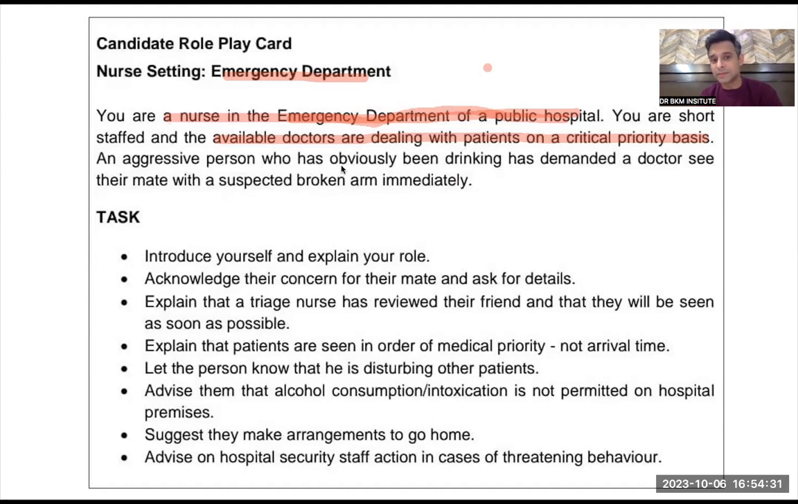An aggressive patient, a person who has obviously been drinking, has demanded a doctor see their mate with a suspected broken arm immediately. So that means that person is pushing you to see his friend who might have a fracture or a broken arm, and they are drunk. So this is the main role play.